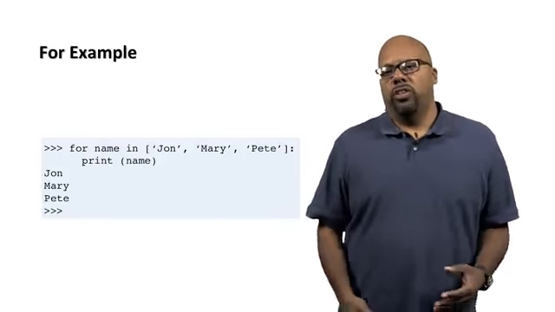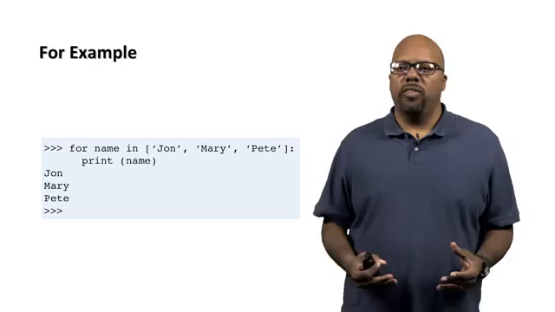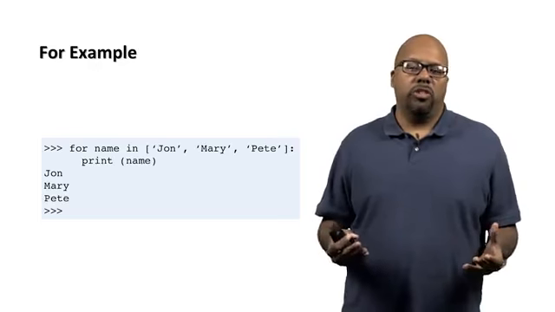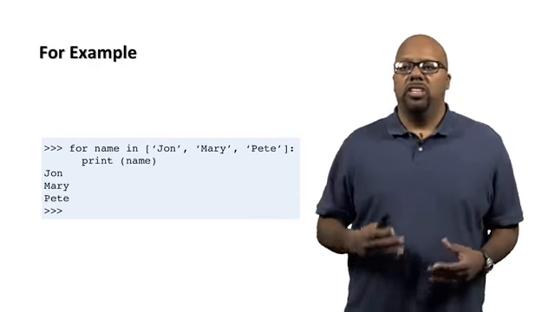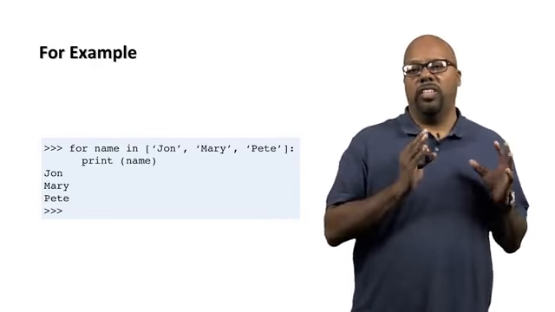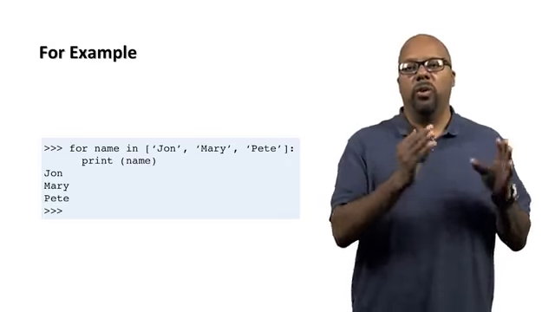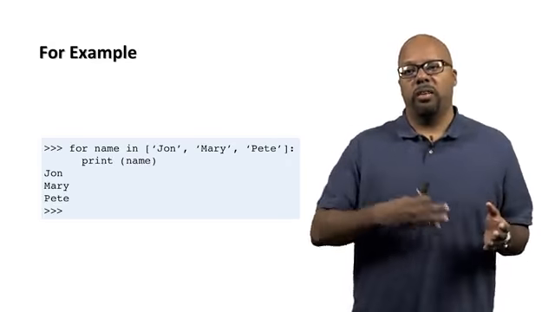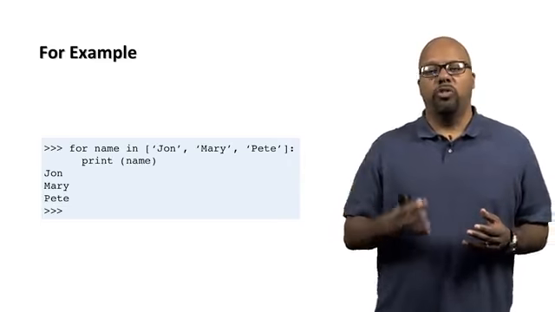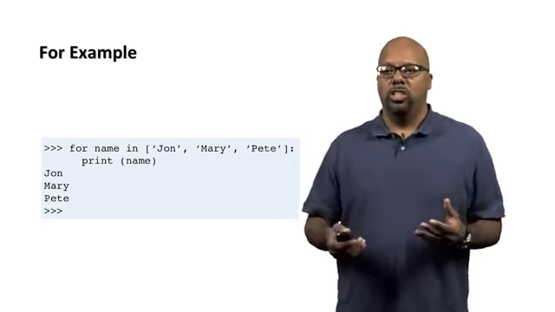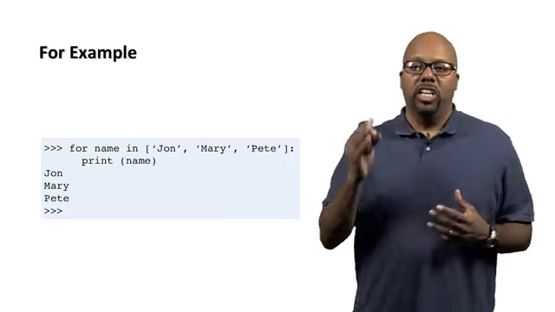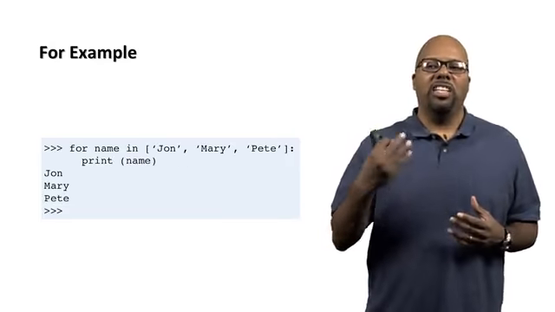Another example, a similar thing. This time we've got a list of 3 names, 3 strings: Joy, Mary, Pete. So: name in Joy, Mary, Pete. Every pass through, name is going to be one of these names. The first time through, name is going to be Joy. Next time through, it'll be Mary. Next time through, it'll be Pete. So if we print the names, it prints Joy, then Mary, then Pete.